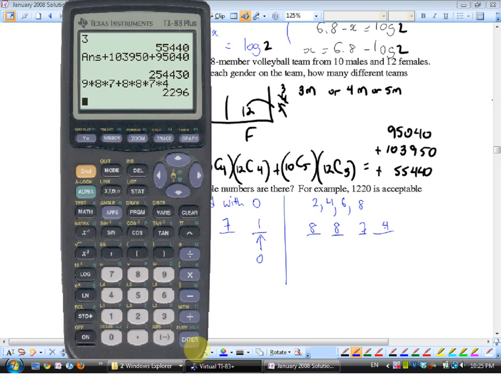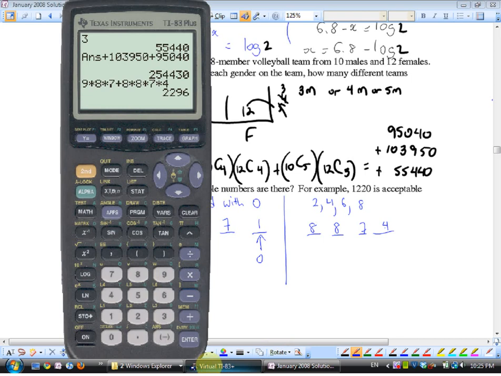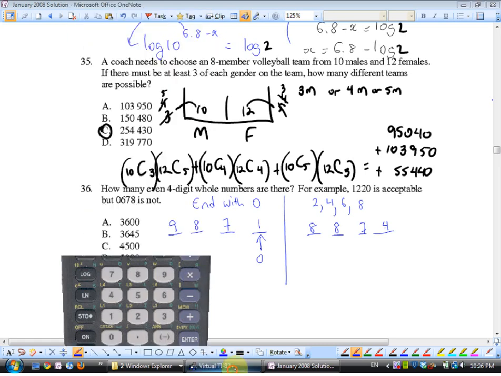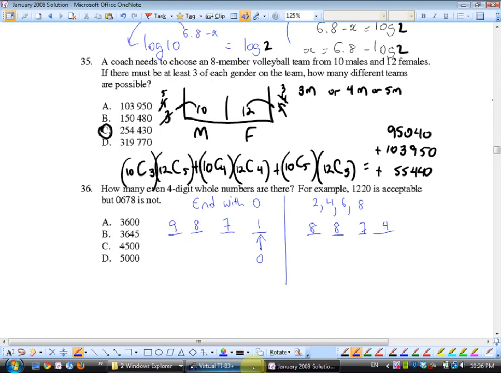Total number of 4-digit even numbers is 2,296, and I'm completely wrong. What have I done wrong, Mr. Duick? Did I type it in wrong? Yeah, figures. Oh no. 9 times 8 times 7, or 8 times 8 times 7 times 4. It's getting later, Mr. Duick. Come on, brain. How many even 4-digit whole numbers?